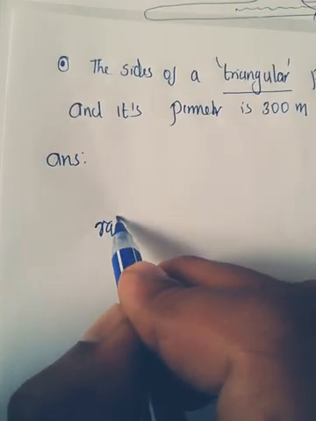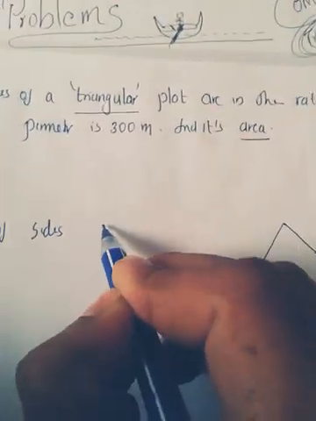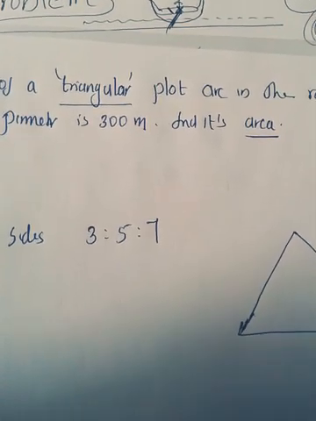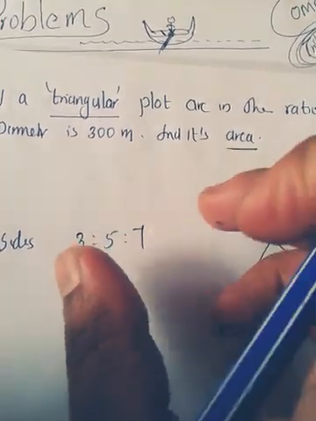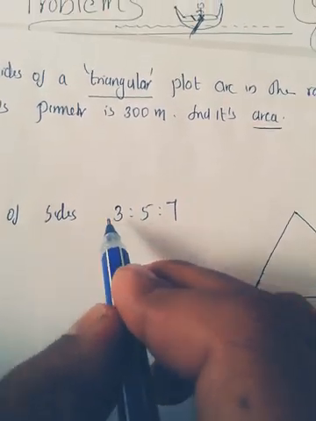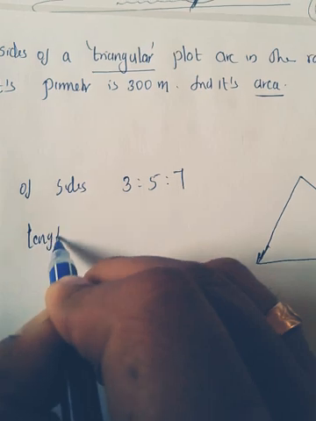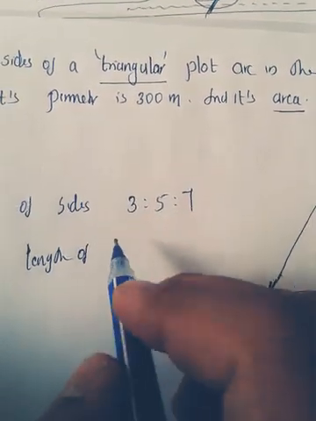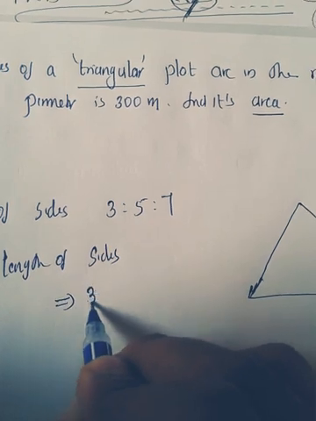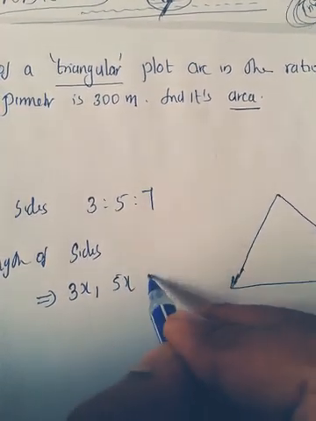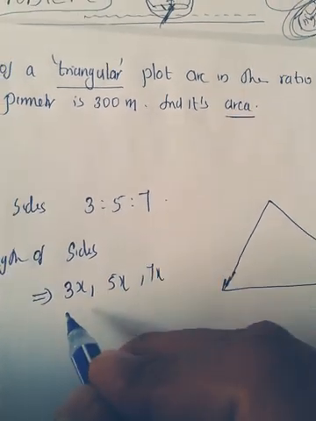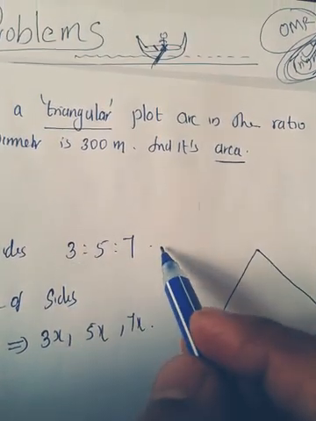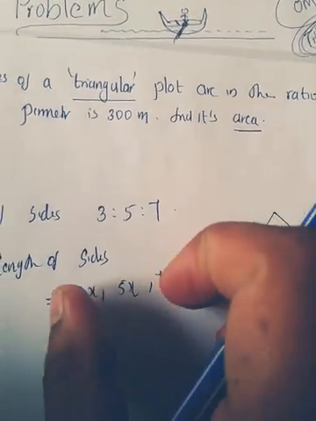So the ratio of the sides is given as 3:5:7. If the ratio is given, how can we convert the ratio into a measurement? It's very simple. We need the length of the sides, then only we can calculate area using Heron's formula. If the ratio is 3:5:7, the lengths of the sides can be written as 3x, 5x, 7x. If the ratio is 1:2:3, the lengths will be 1x, 2x, 3x. Here the ratio is 3:5:7, so we can convert this ratio into the lengths of the sides.